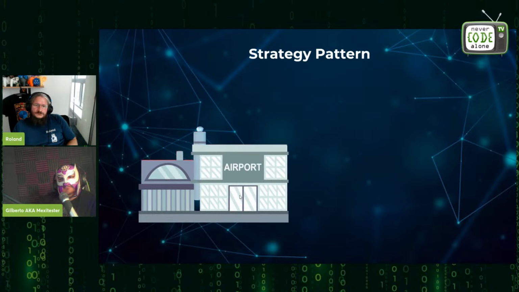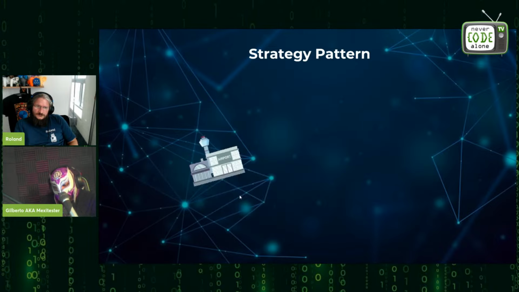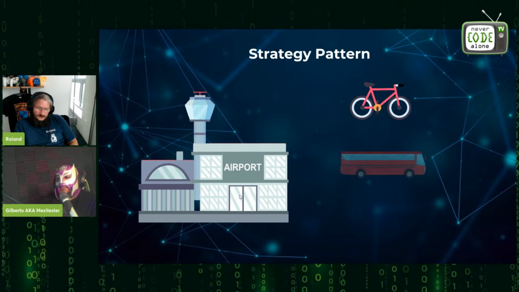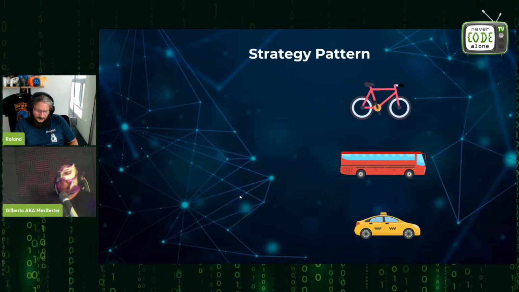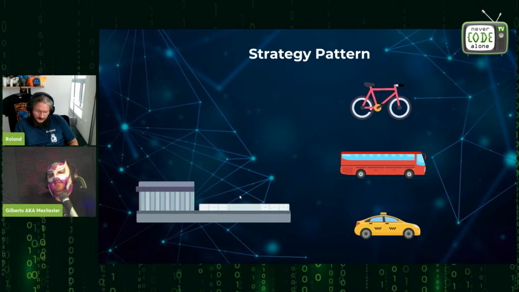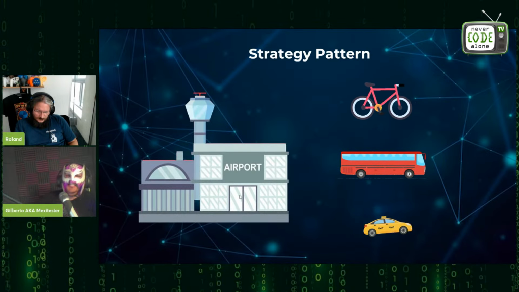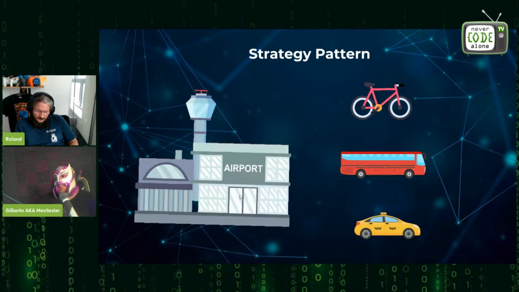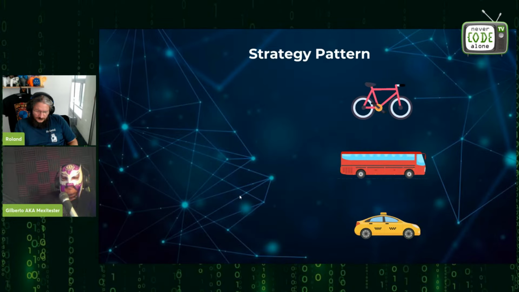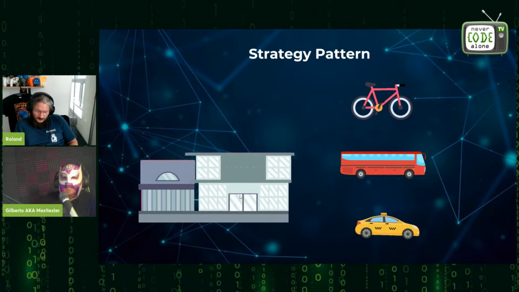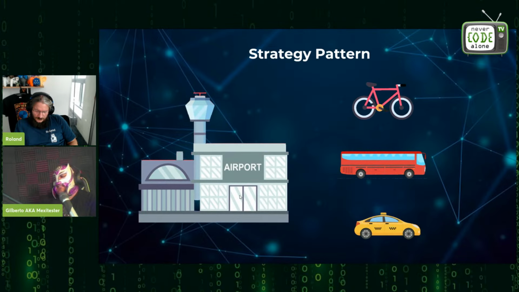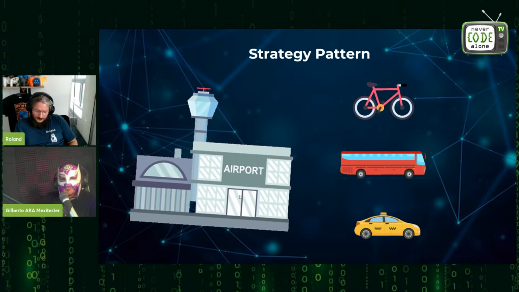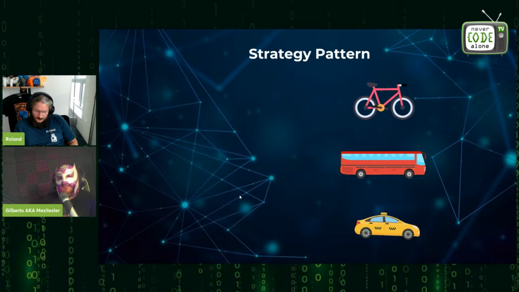This one is the strategy pattern. The strategy in this case is we have ways to transport, to arrive to the airport. In this case, we have an airport, and we have different ways, or strategies. The first strategy is a bicycle. The second is a bus, and the third one, in order to arrive to the airport, is a taxi. So it depends on your needs.